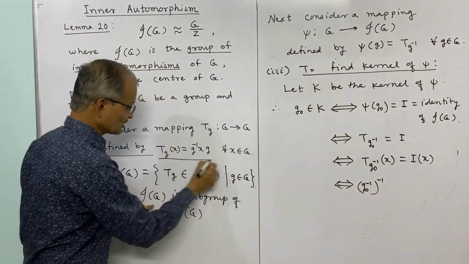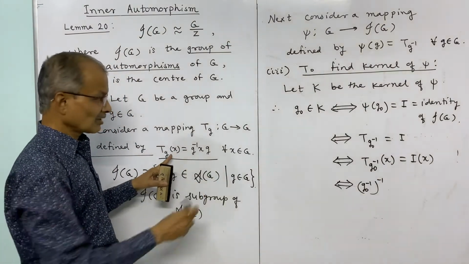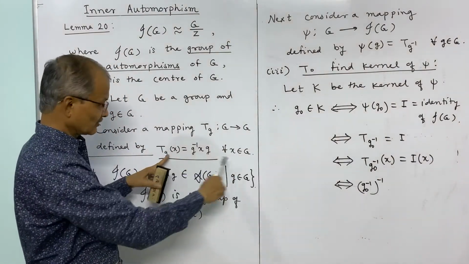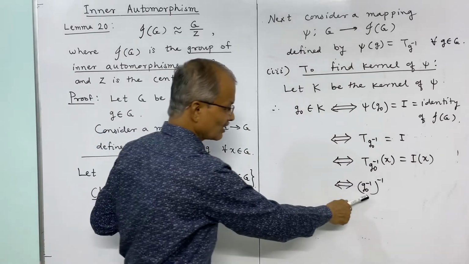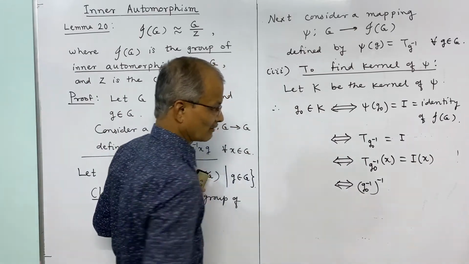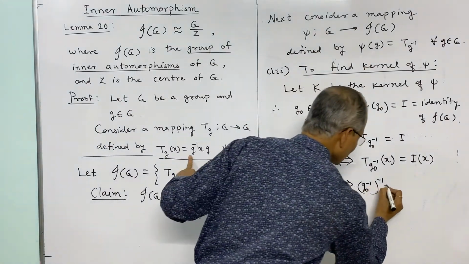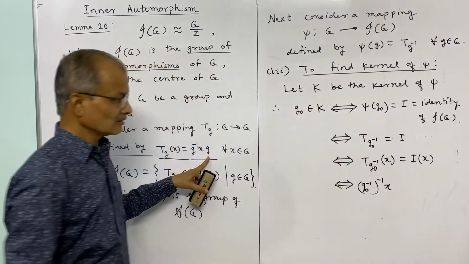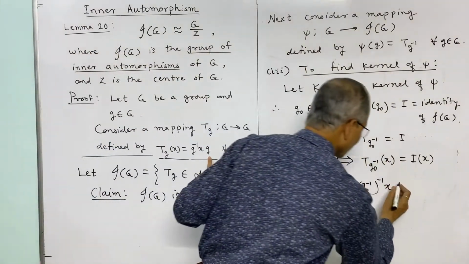You observe this Tg of x. Instead of G, there is G0 inverse. First is G inverse, meaning first is the inverse of G0 inverse. X will be placed here, and then G, where G means here G0 inverse.